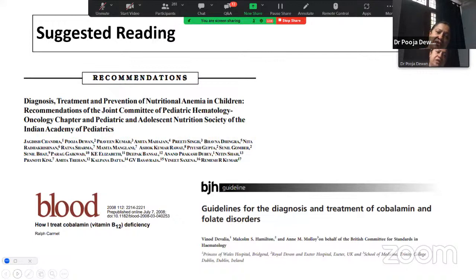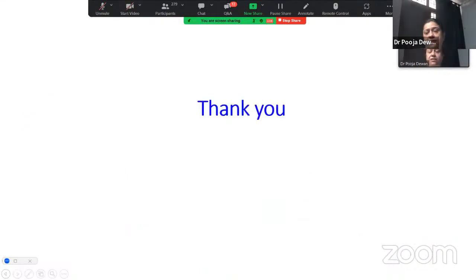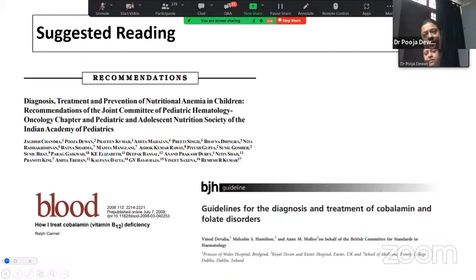So the guidelines of Indian, which was published in the Indian Academy of Pediatrics Journal, that is the Indian Pediatrics, came up last year, and you can go through that. That is the only available guidelines in children. We do have these guidelines which were published by the British Society of Hematology, but these are based on adult data. And there is this nice article in Blood, which you can go through. So thank you all for this session.